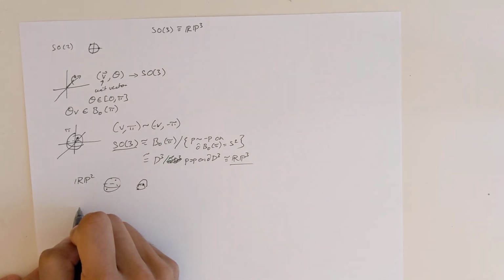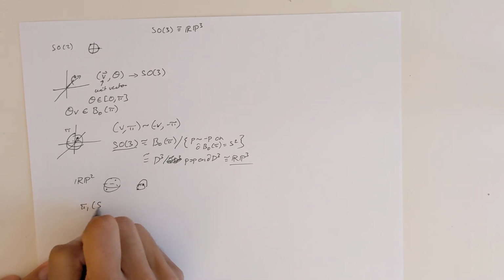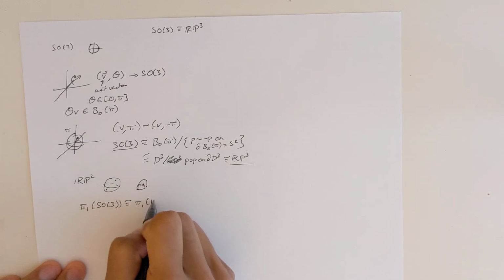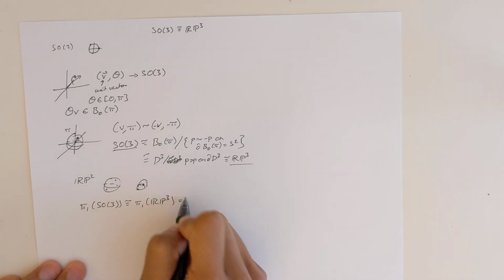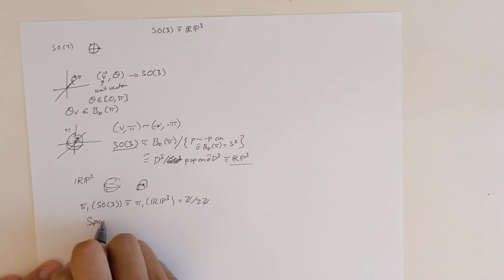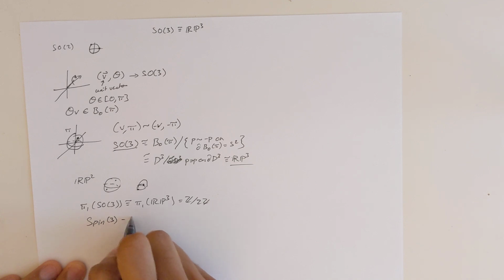And so what are some consequences? Well, we now know that pi1 of SO3 is equal to pi1 of RP3, which is equal to Z mod 2. The reason for that is that RP3 has a universal cover, which is the 3-sphere. Because that's a 2-fold cover and the 3-sphere is simply connected, that tells us that pi1 is Z mod 2. And it turns out that the universal cover can always be made into a Lie group.